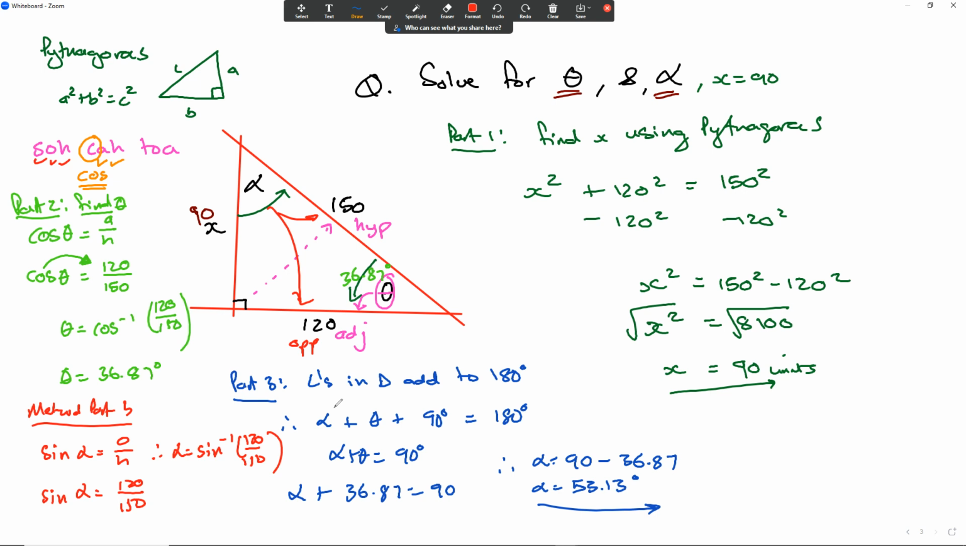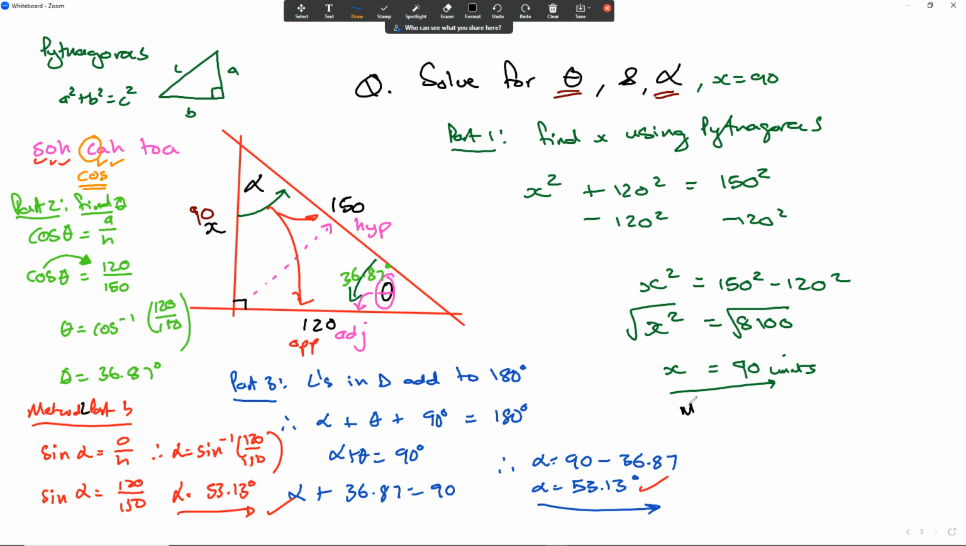Putting that on a calculator, pressing shift, so shift sine, fraction button, 120 divided by 150 will come to 53.13. So alpha is equal to 53.13 degrees, which is the same. Method number three. I'm just going to add method number four in here anyway. So, method number three.